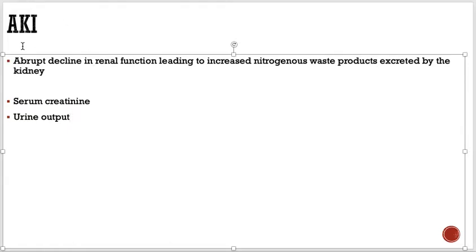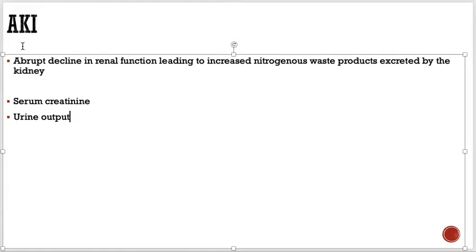We use the word abrupt, but it should be within hours to days. Of course, it is an acute condition, so hours to days. If it is happening in weeks to months, then it is chronic. But when it is occurring in hours to days, it is acute kidney injury.